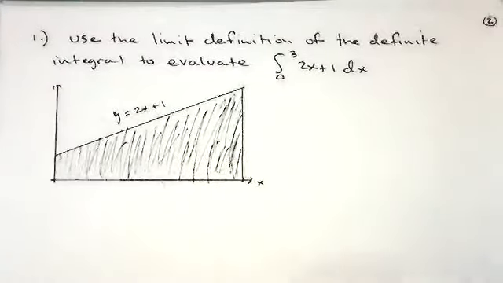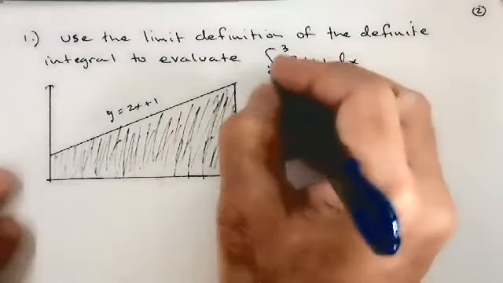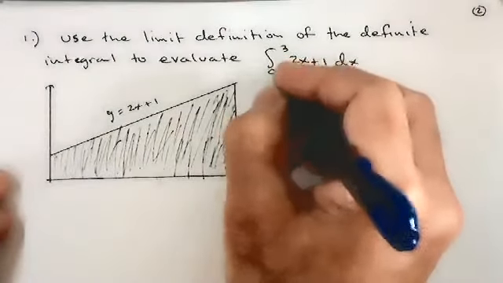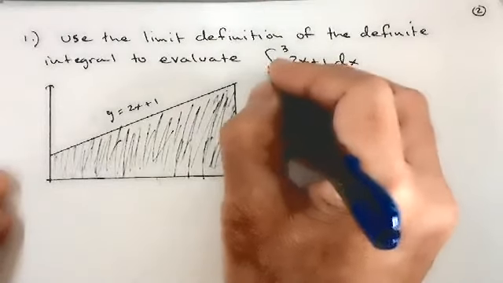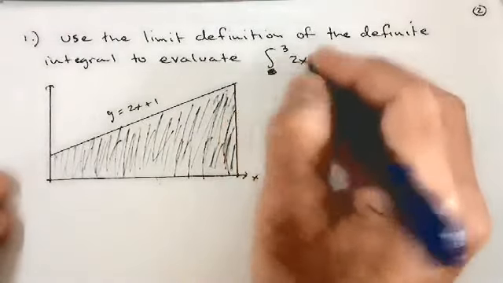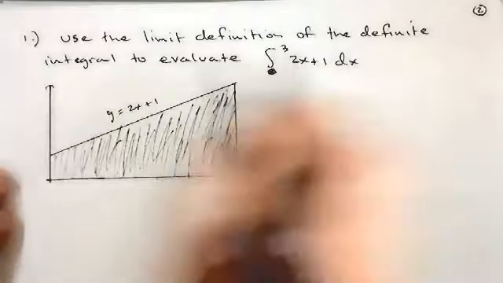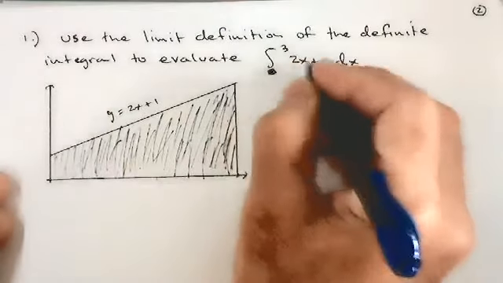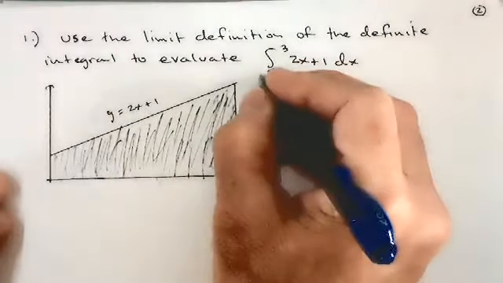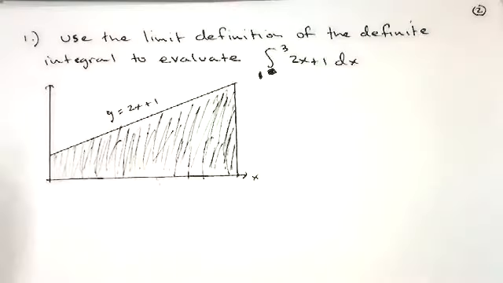Based on what I saw in class earlier, I'm going to make this one a little trickier. I want to prepare you for the worst. Let's use the limit definition of the definite integral to evaluate the integral of 2x plus 1 from 1 to 3, instead of 0 to 3. I've got another one that starts at 0.